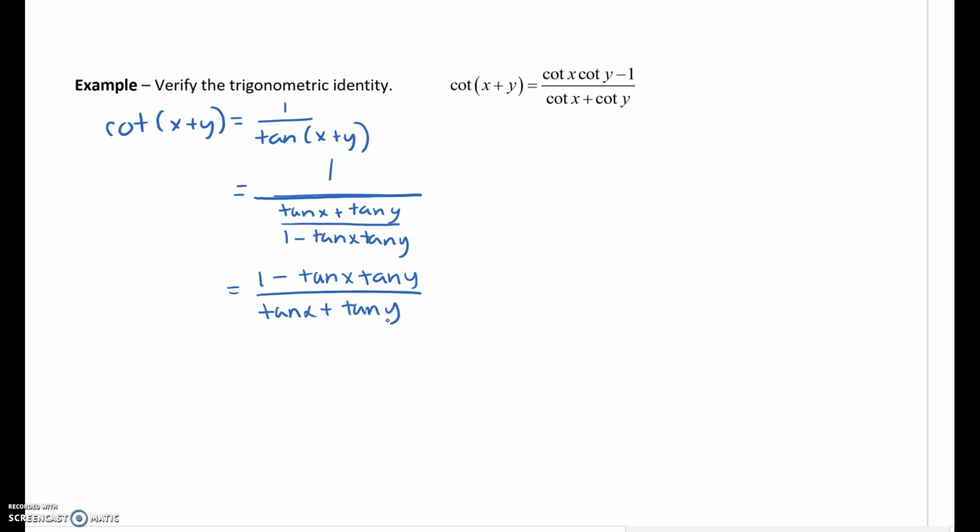So looking at our answer, we're trying to get cotangent for our answer. So we can write everything in terms of cotangent if we want, or we can go into sines and cosines and then try to get cotangent at the end after we do all that. I think I'm going to go ahead and go into cotangents and try it that way.